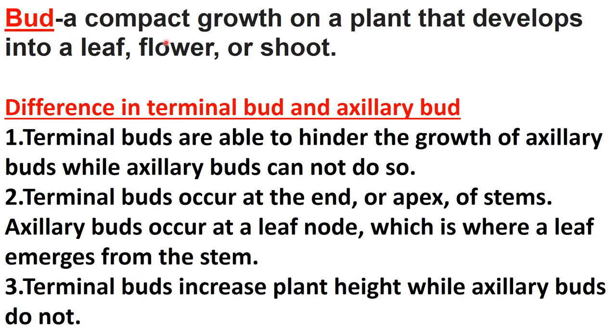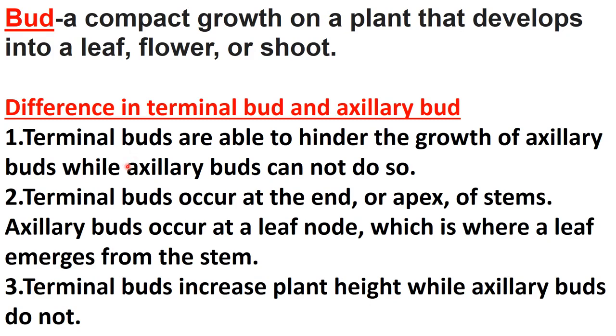So what is bud? A compact growth on a plant that develops into a leaf, flower or shoot is called bud. So you can say a growth point from where a plant can develop leaf, flower or shoot is called bud. Now what is the difference between terminal bud and axillary bud? See here, first is terminal buds are able to hinder the growth of axillary buds, while the axillary buds cannot do so, right? Terminal buds are also called apical buds because these are present at the apex of the stem, right?